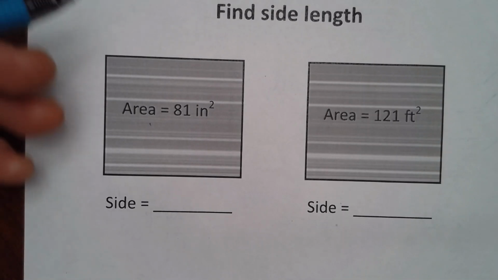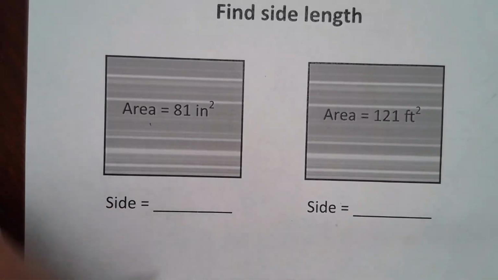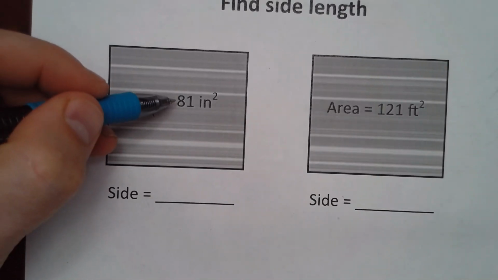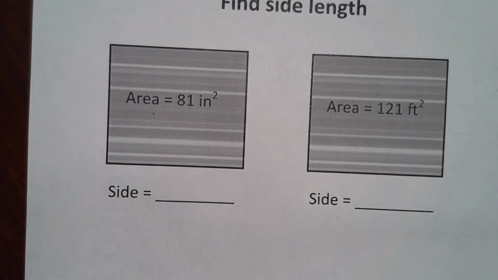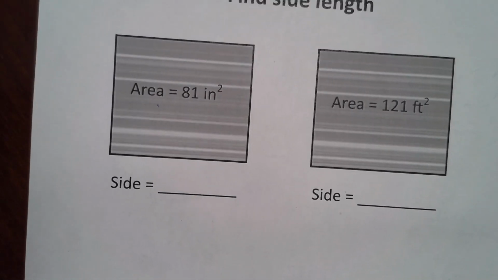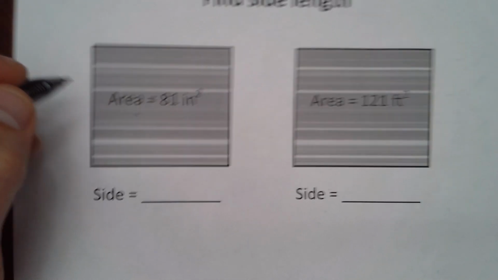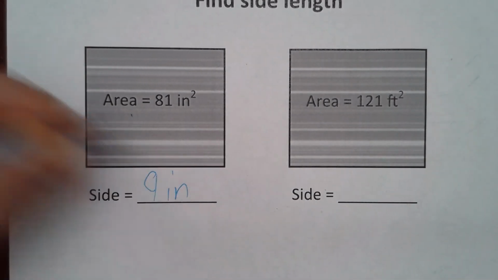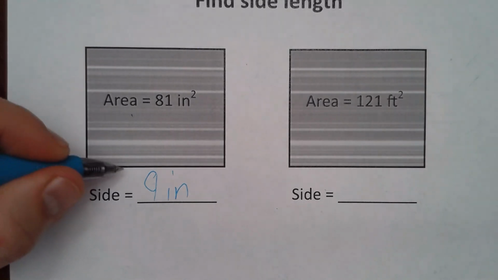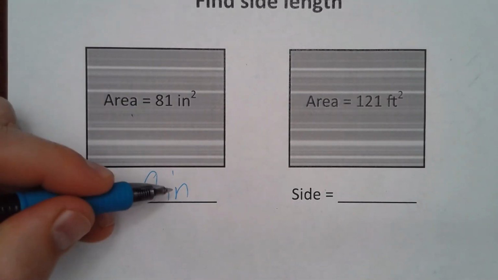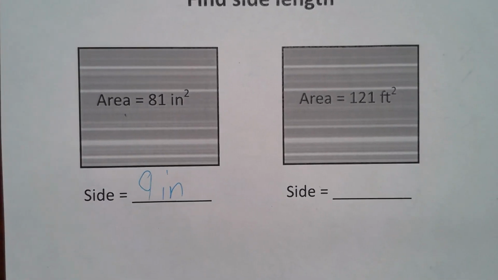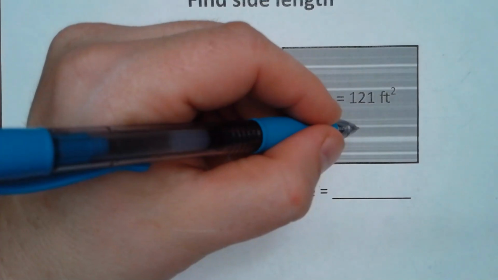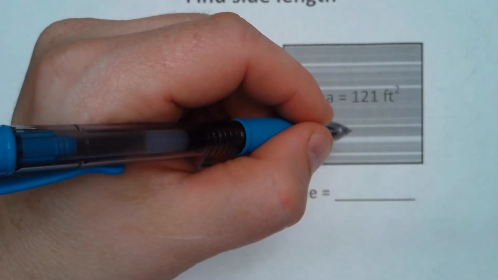Welcome back. I'm glad you tried these. You should have all 4 of these tried. See if you did it correct. Well, to find the side lengths of this, we are not dividing. We are taking the square root. The square root of 81 is 9. 9 inches. Don't forget your units. Inches squared down to just a side length is inches. The square root of 121 is 11.